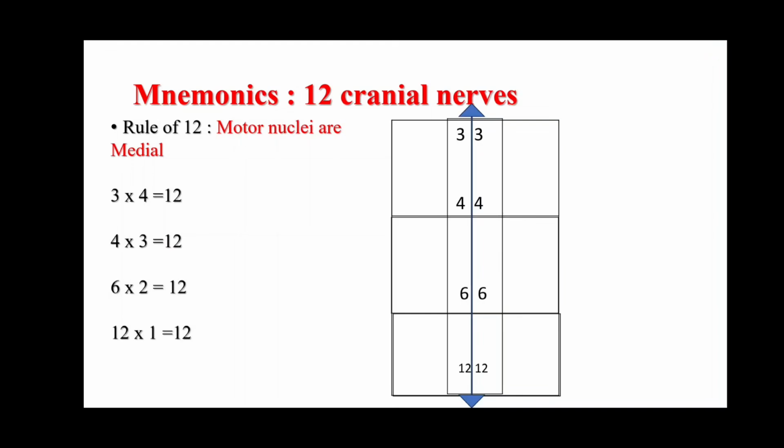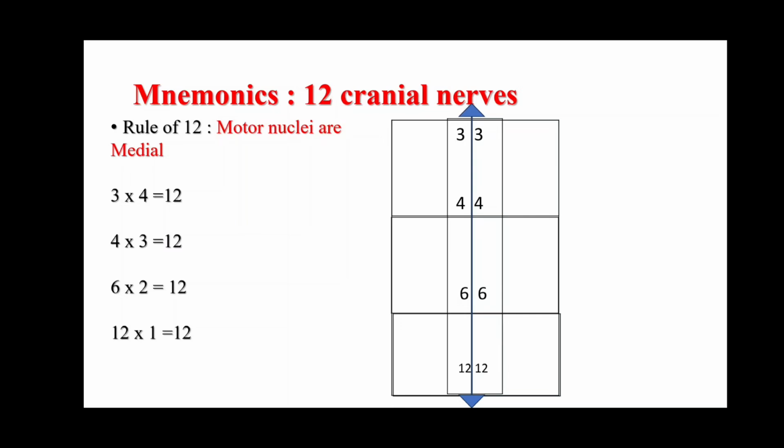Next, coming to the rule of 12 here, motor nuclei. You can see 3, 4, 6, 12. These are all motor nuclei lying along the midline or paramedian position and lie ventrally. The nucleus may be lying at any level, but the emergence of the cranial nerve is from the ventral and median zone of the brainstem. So to remember this, remember 3, 4, 6, 12. What is the common thing about them? They all have 12 in their tables. 3 4s are 12, 4 3s are 12, 6 2s are 12, 12 1s are 12. So remember 3, 4, 6, 12 are median and they are motor nuclei.